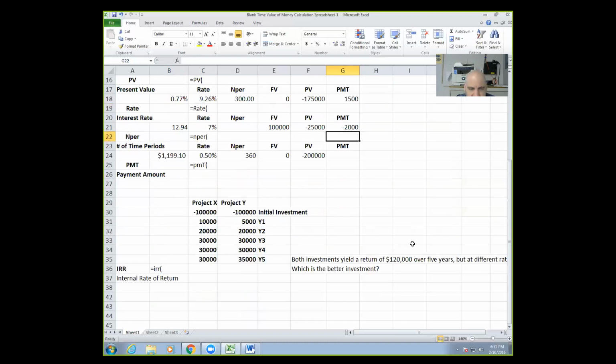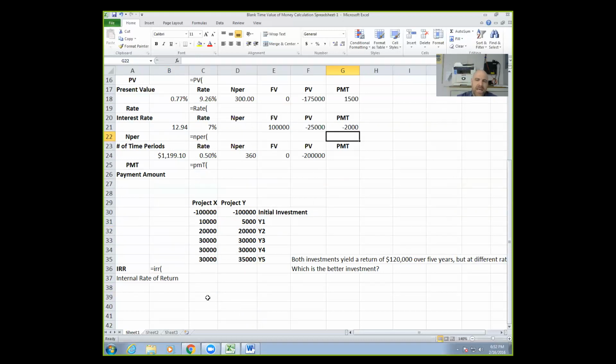Okay, I'm going to show you this last function. I don't think you're going to have time to practice any of this, but there is an assignment, so you will get a chance to practice it this week. So this last one down here at the bottom is IRR. Again, this stands for internal rate of return.